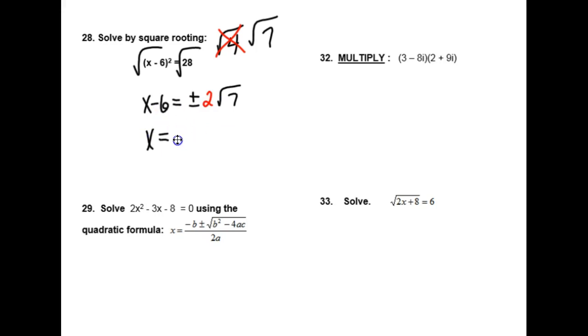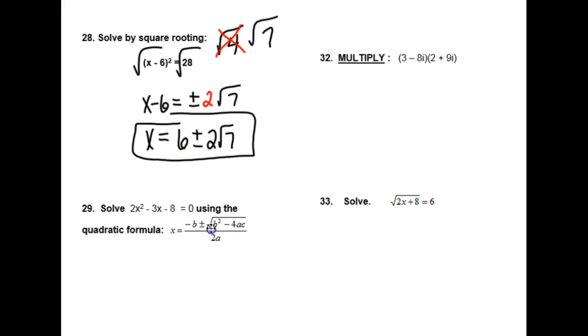So x equals add the 6 over, 6, which cannot be combined with the plus or minus 2 square roots of 7 part. So you do have two solutions there. You have 6 plus 2 square roots of 7 and 6 minus 2 square roots of 7. But I like your answer if you leave it like that.